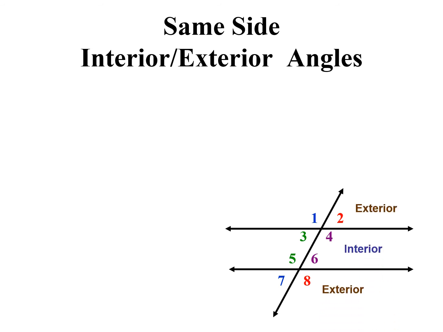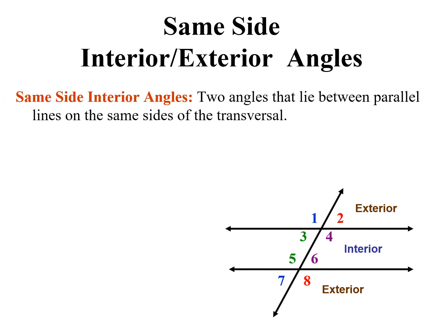So we now have here the interior and the exterior of the given figure. When we talk about same side interior angles, these are two angles that lie between parallel lines on the same side of the transversal. We have here angle 3, angle 5, angle 4, and angle 6. As it says there a while ago, the sum of the same side interior angles is supplementary, so it measures 180 degrees.